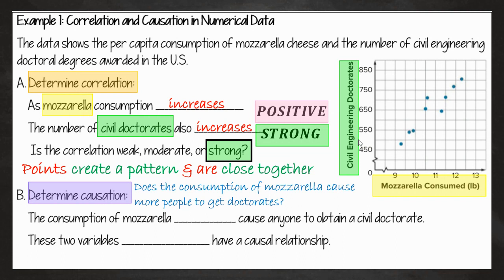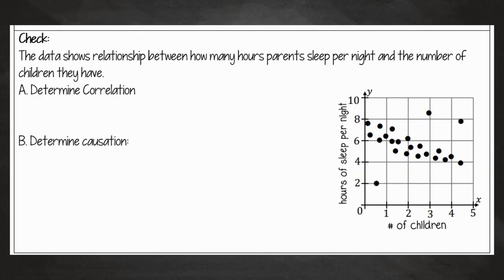Well, the consumption of mozzarella definitely does not cause anyone to obtain a civil doctorate. So these two variables do not have a causal relationship. Now, this is a pretty drastic example. We clearly and logically would not think that mozzarella cheese consumption and civil engineering doctorates are related. But this is something that is correlated, but is not causing the other. So why don't you go ahead and take a look at this check and try it on your own.